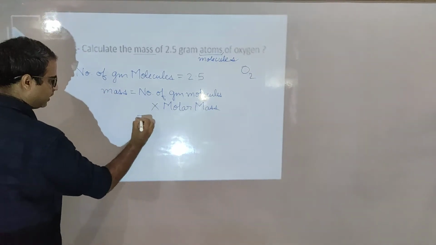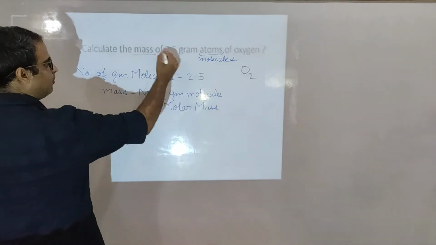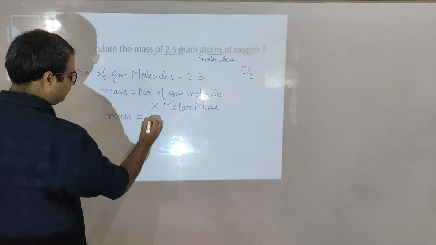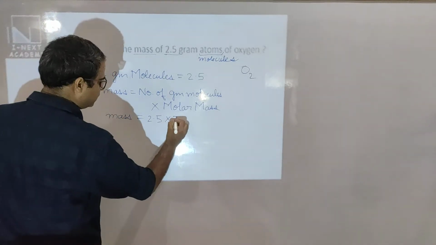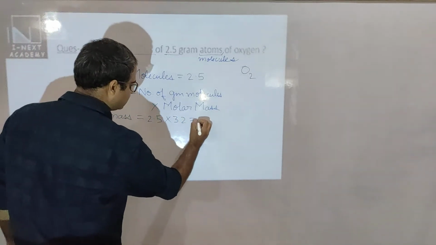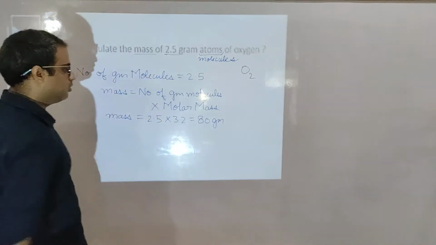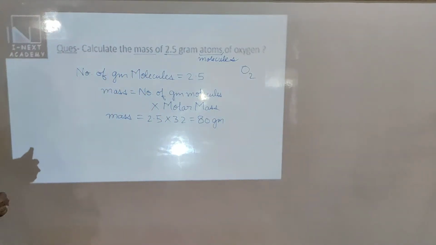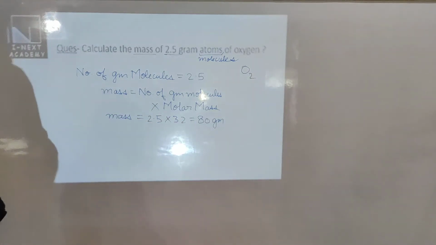Now we will calculate the mass. The number of gram molecules given is 2.5, and the molar mass for oxygen is 32. If you do this multiplication, your answer will come 80 gram. There were 4 options in this question, and the correct option will be 80 gram. Now we will move to the next question.